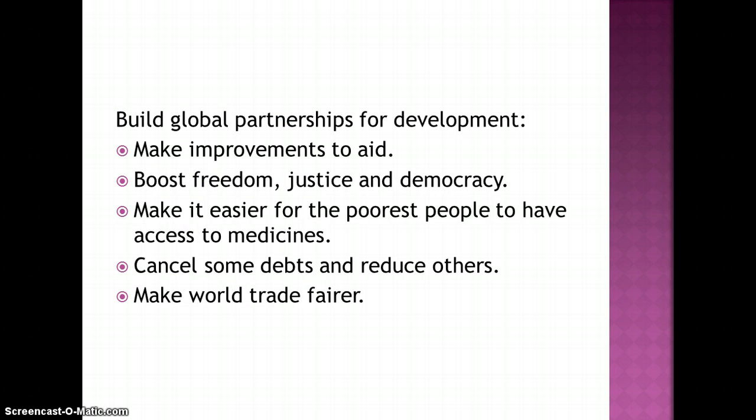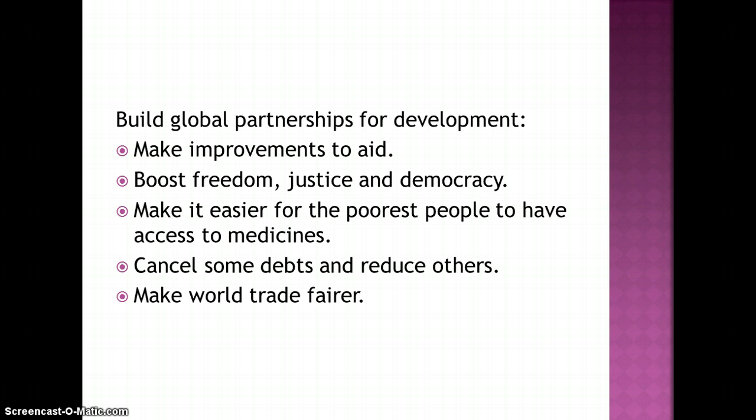The last one is to build global partnerships for development, to make improvements to aid, to boost freedom, justice and democracy, to make it easier for the poorest of people to have access to medicines, to cancel some debts and reduce others, and to make world trade a fairer place.